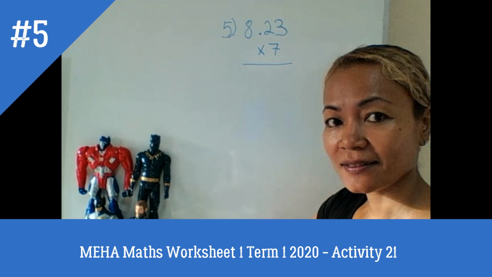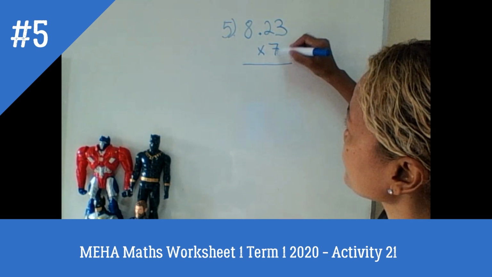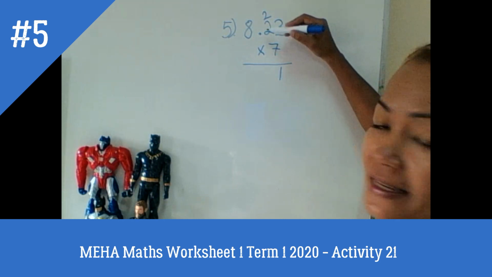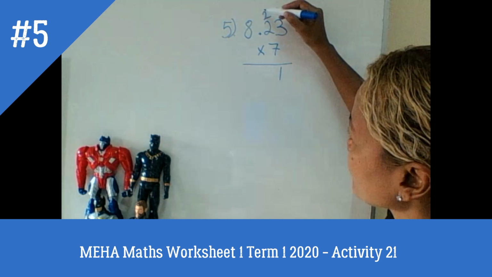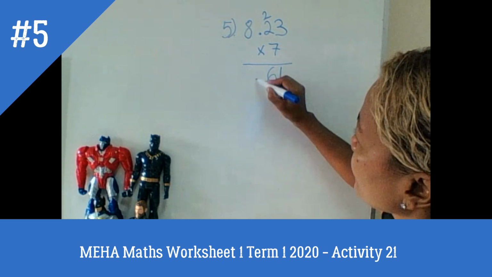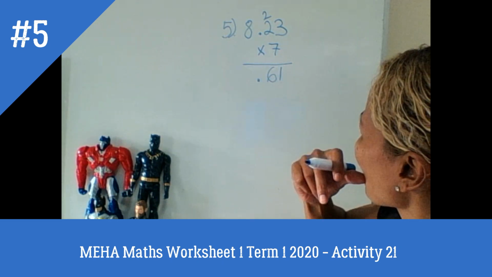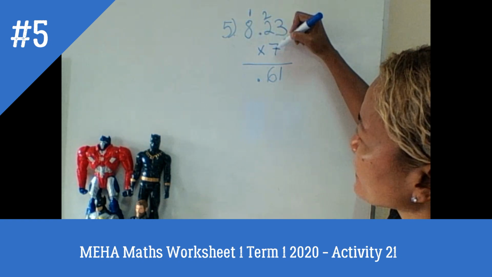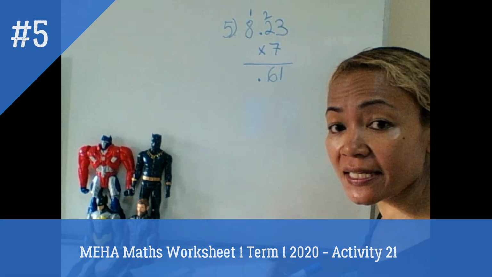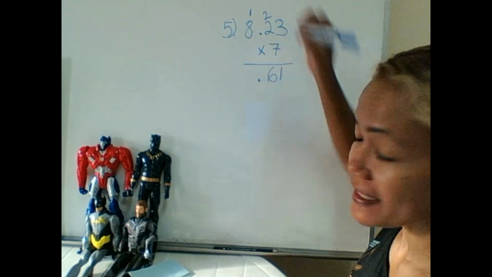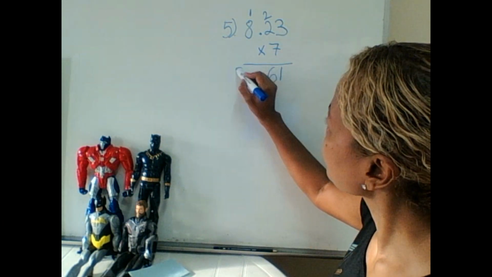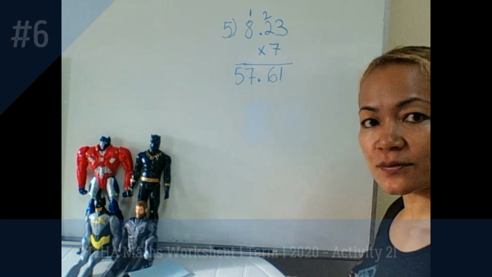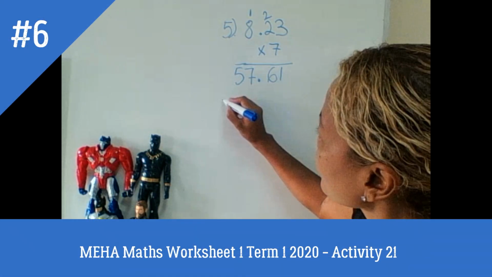Have you done it? Okay. 7 threes are 21. Carry the 2. 7 twos are 14, 15, 16. Put the decimal point. Just carry 1, right? 8 times 7. 7 eights are 56, plus that 1, 57. 57.61. Right, on to the next one.